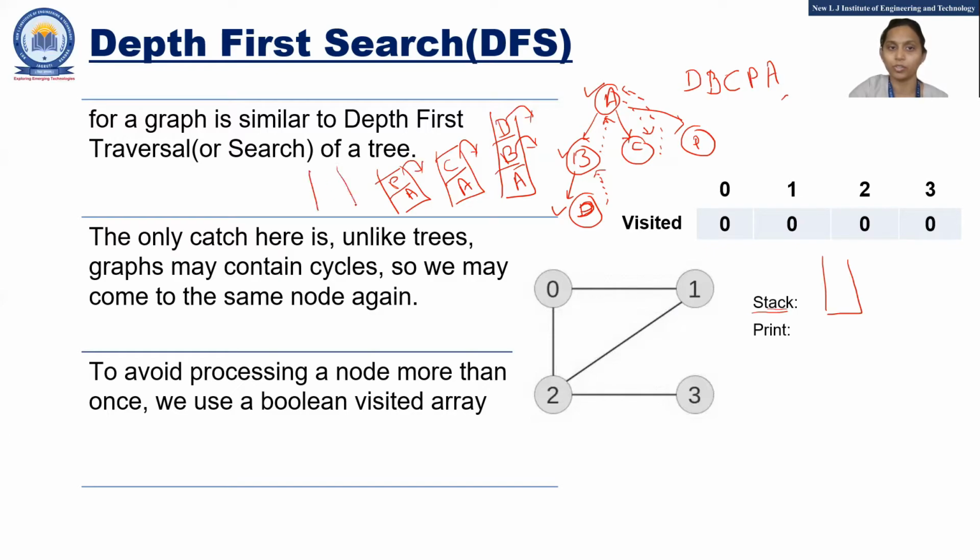What is left is A. And A now doesn't have any child. So at the last, A is popped out. So this is the way a stack will be helpful in your depth first search.